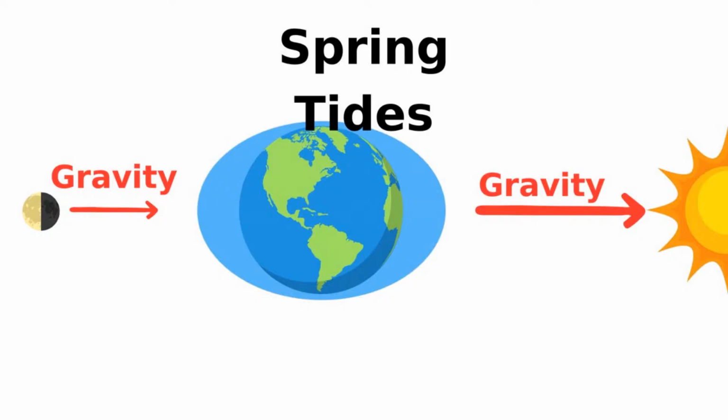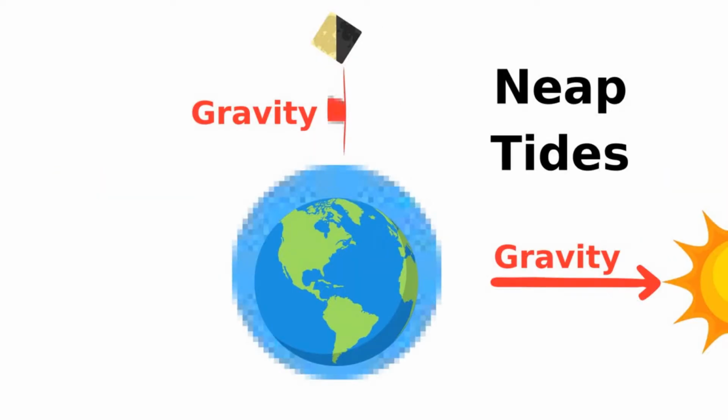It's because the gravity of the sun and the gravity of the moon are working together in line, and it's pulling the water together. So it's going to make more of an impact, more tidal flow. The other side of that is the neap tides.